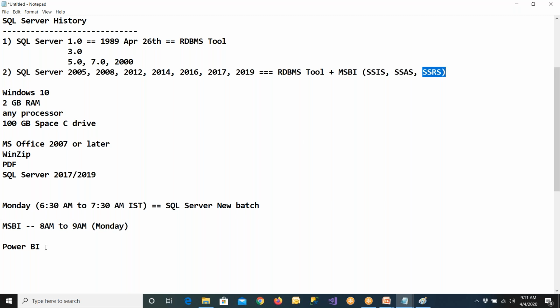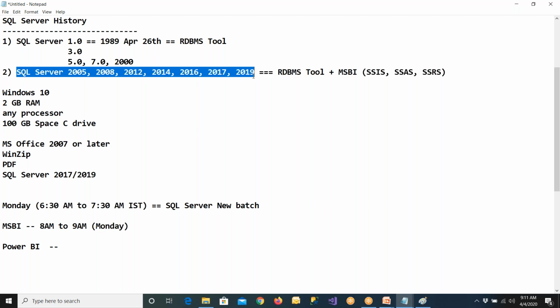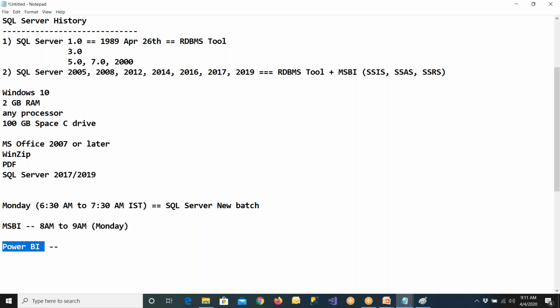So Power BI is also from Microsoft. You need to install it separately. It is not coming with the SQL Server. SQL Server does not have Power BI software. You have to download it from Google. Yes. So for this also, we're having a new batch. It started today, in the morning at 8 o'clock.